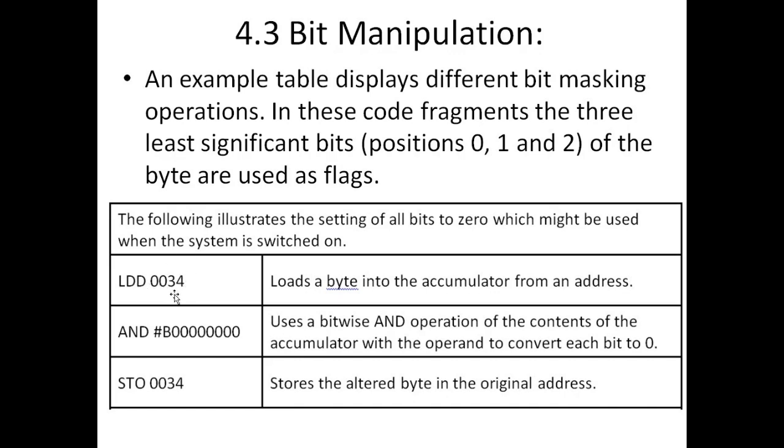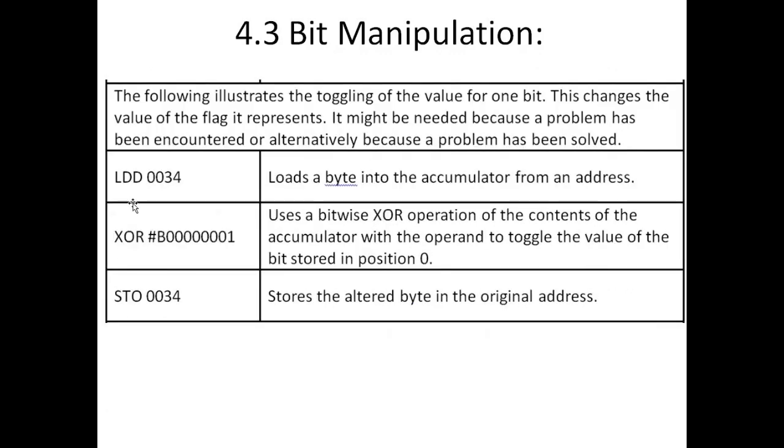Right now in this address, whatever the previous value was has been discarded and now all the bits are at 0. Then now we have an XOR operation. LDD 0034, load a byte to the accumulator from this address, then use a bitwise XOR operation to toggle the value of the bits stored in position 0. Every 0 would become a 1 and a 1 would become a 0. Then store the altered byte in the original address.